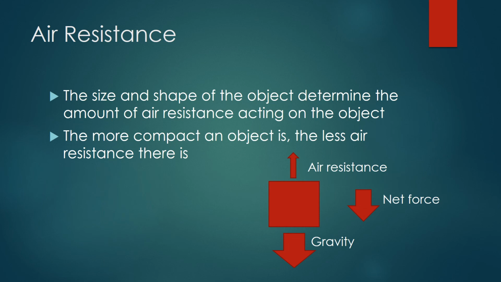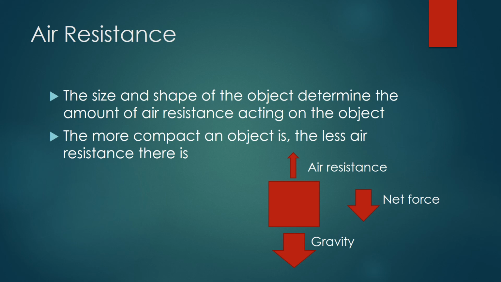So here just illustrates the effect air resistance has. Gravity is a large force pulling an object down. The square there is meant to represent our object. Air resistance is a small force that is pushing it back up. It's resisting that downward pull. So the net force, which is the total ending force, is going to be less than what gravity is, less than its weight, simply because air resistance is taking some of that force away.